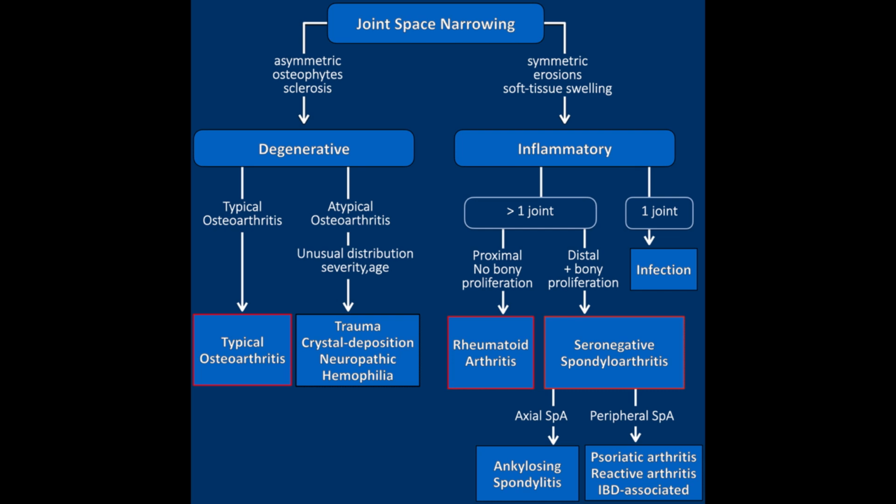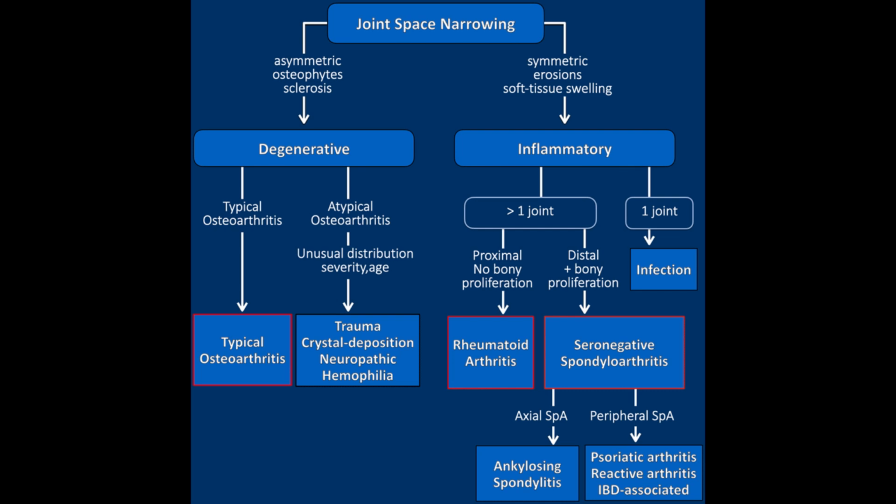Sometimes, however, the pattern is atypical. Maybe the distribution is unusual. The disease is too severe for the patient's age, or it doesn't fit the classic pattern. In those cases, we should think about trauma, crystal deposition disease, like gout or CPPD, neuropathic arthropathy, or hemophilia.